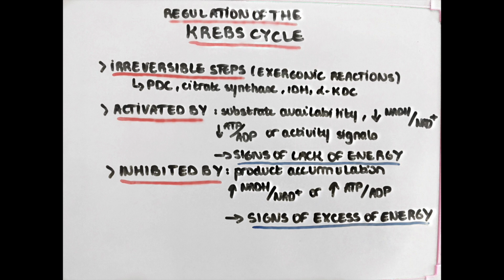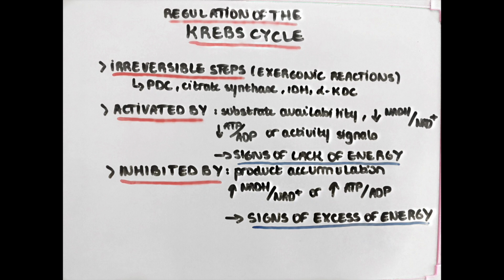The citric acid cycle is going to be activated when there is substrate availability, when the ratio of NADH over NAD plus shows that there is more NAD plus than NADH, so no more energy, when the ratio of ATP over ADP shows that there is more ADP than ATP, no more energy, when there is an activity signal, like an increase in the muscular concentration of Ca2 plus.